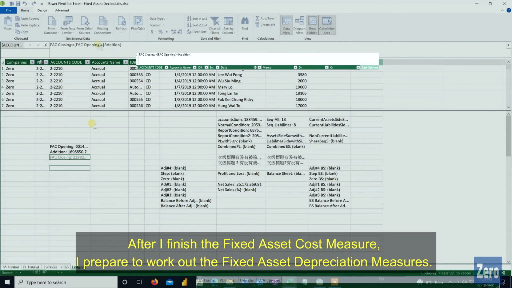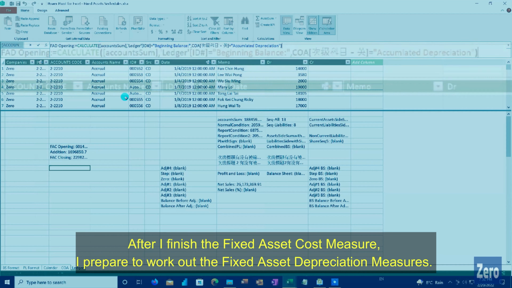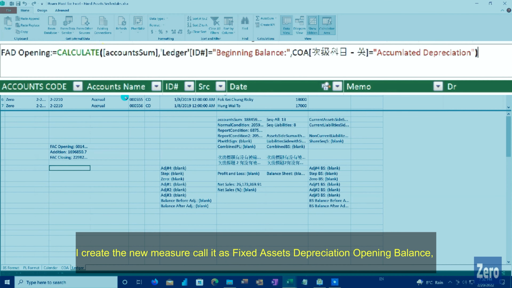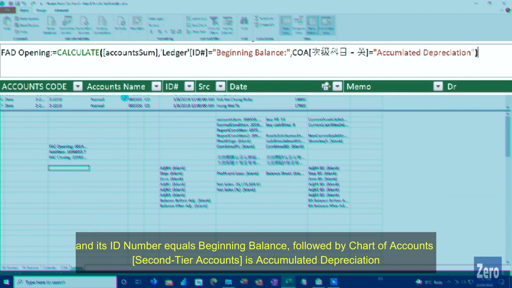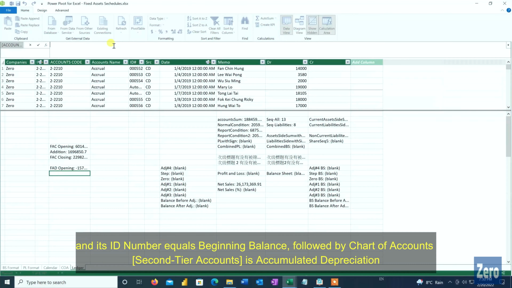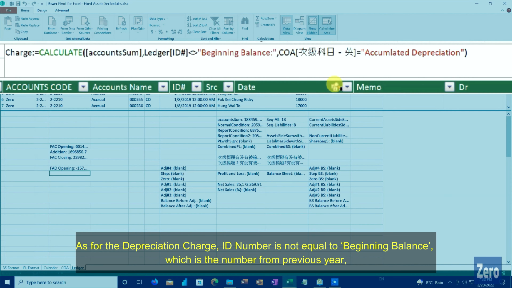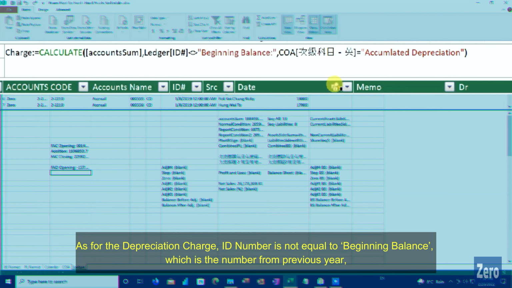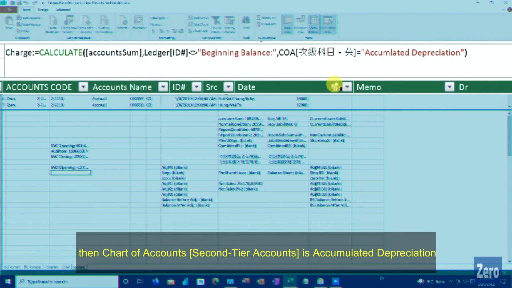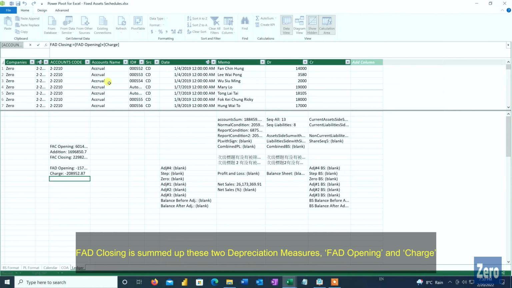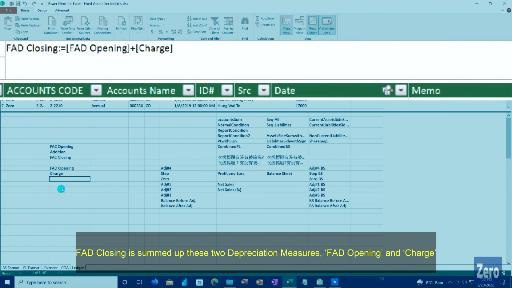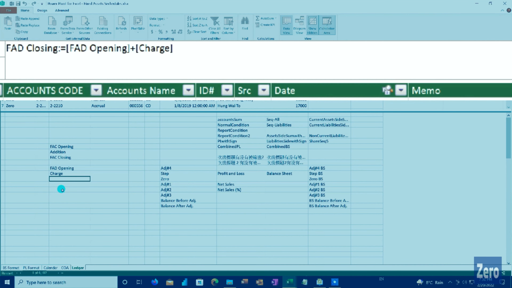After I finish the fixed asset cost measure, I prepare to work out the fixed asset depreciation measures. I create a new measure, call it fixed assets depreciation opening balance. Its ID number equals beginning balance, followed by chart of accounts, second tier accounts, is accumulated depreciation. As for the depreciation charge, the ID number is not equal to beginning balance, which is the number from previous year, then chart of accounts, second tier accounts, is accumulated depreciation. FAD closing is the sum of these two depreciation measures, FAD opening and charge.